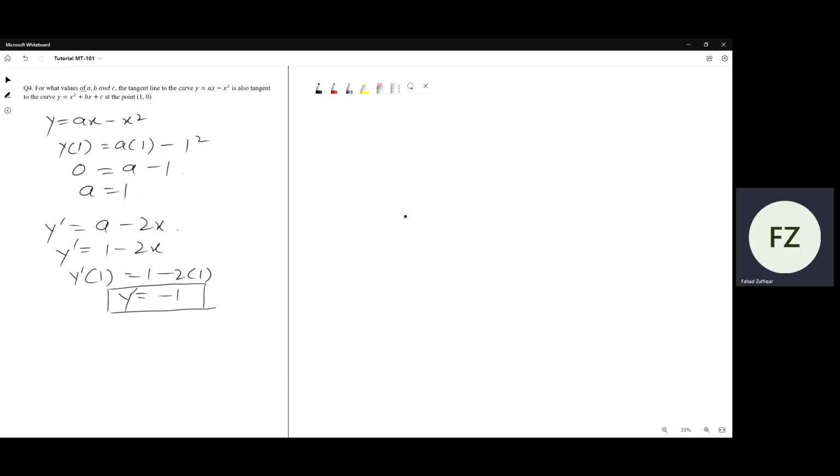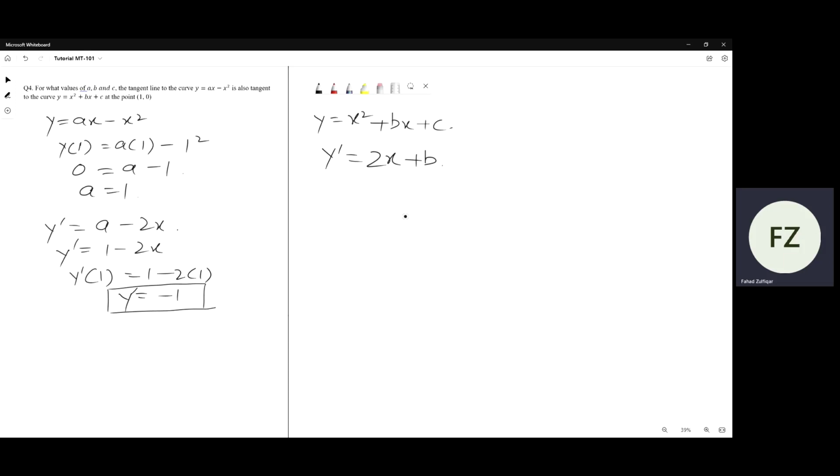So we'll use this y dash value in the second function. As we know, the second function is also passing through the point (1, 0). The second function gives us y equals x squared plus bx plus c. So we'll simply take the derivative of the second function. This will come out to be y dash equals 2x plus b. We know that the tangent line to the first curve is also tangent to the second curve at the point (1, 0).